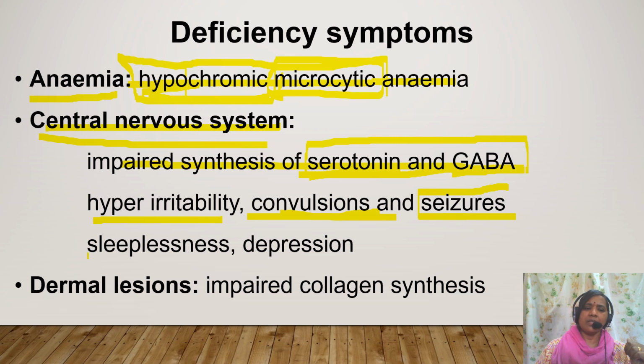Then general symptoms like sleeplessness and depression are also observed due to the deficiency of the vitamin. Then again, as usual, dermal lesions or skin lesions are seen. This is again because protein metabolism is impaired. In protein, collagen is the main protein of the skin, so the impaired collagen synthesis leads to dermal lesions or skin lesions, or you can say dermatitis. So these are all the deficiency symptoms that are observed.